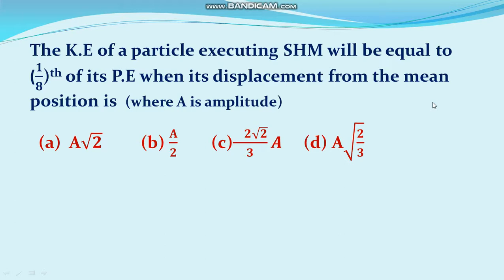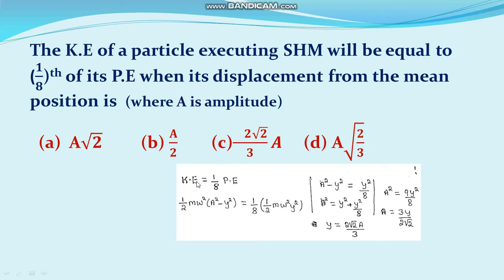The kinetic energy of a particle executing SHM will be equal to 1/8 of its potential energy when its displacement from the mean position is? So they are asking y is equal to what? Here it is given kinetic energy is equal to 1/8 of its potential energy. Yes, you know kinetic energy expression and you know potential energy expression. Just substitute the value of kinetic energy and potential energy.